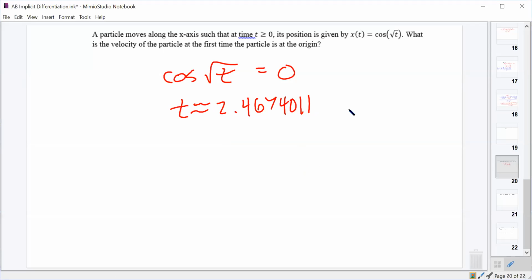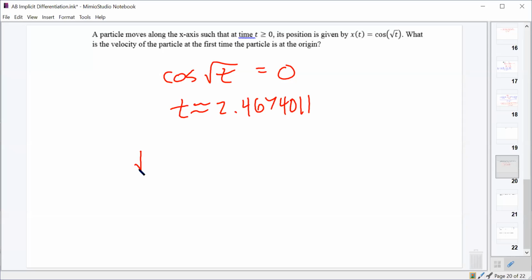If this was the AP test and they gave you a calculator to do this, your first step would be good enough here. You'd show what equation you're solving, and then you'd use your calculator to solve it. So that's when the particle is first at the origin, but we want to know what is the velocity of that particle at the first time it's at the origin. So how would we figure out the velocity if we're given a position equation? Find the derivative of the position. Yep, exactly.